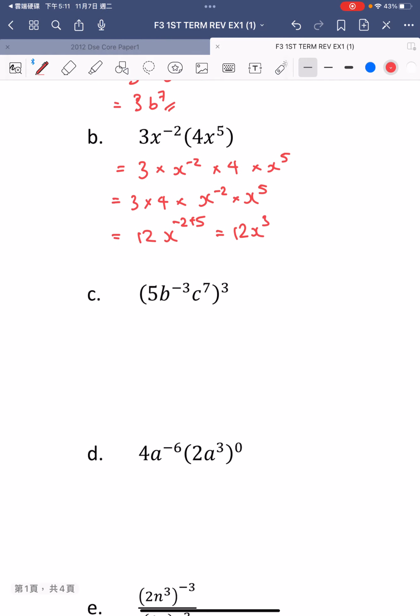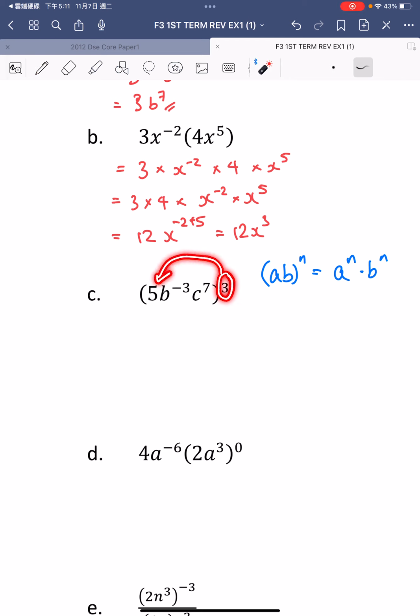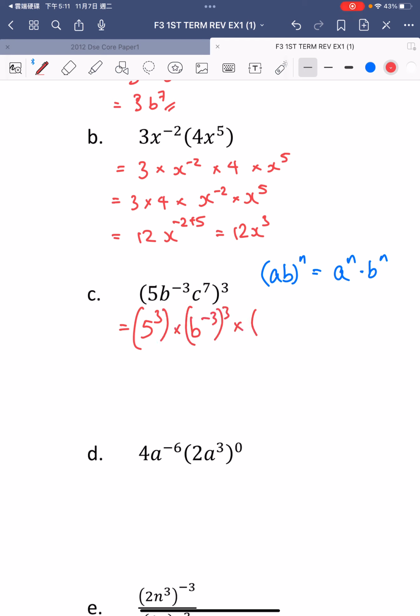For the next question, we should use the formula: ab to the power of n. The power of n can be distributed to the things inside the bracket, so we have a to the power of n times b to the power of n. This means we can first distribute the power 3 to the 5, the b's and the c's. So we can write it as 5 to the power of 3 times b to the power of negative 3 to the power of 3 times c to the power of 7 to the power of 3. Then we can use another formula, which is a to the power of m, bracket, to the power of n, is equal to a to the power of m times n.